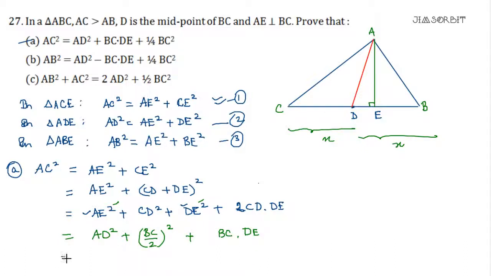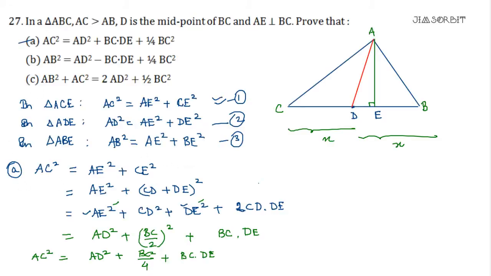Now we can say that it is AD square plus BC square by 2 square, which is BC square by 4, plus BC into DE. See, we have got this. The first question we have proved so easily. Yeah, it's simple, correct? I'm going to change the page and we'll do the next part. Okay.